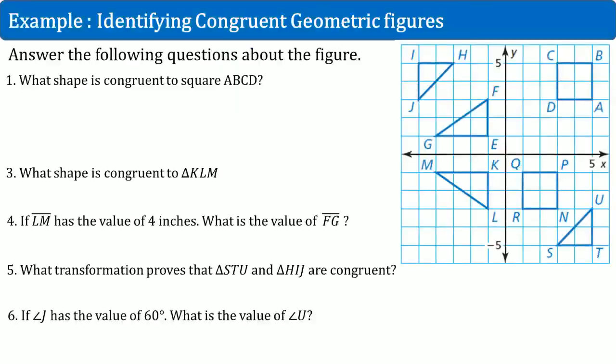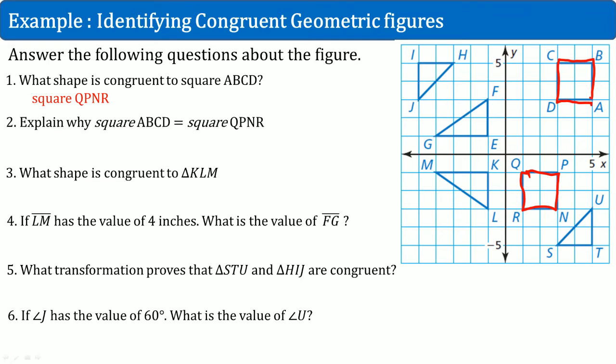Now let's look at an example. This example asks you to identify the congruent geometric figures. You're going to answer the following questions about the figure. Number 1, what shape is congruent to square A, B, C, D? I would say square Q, P, and R are congruent. The reason why? Question 2. Explain why square A, B, C, D is equal to square Q, P, and R.